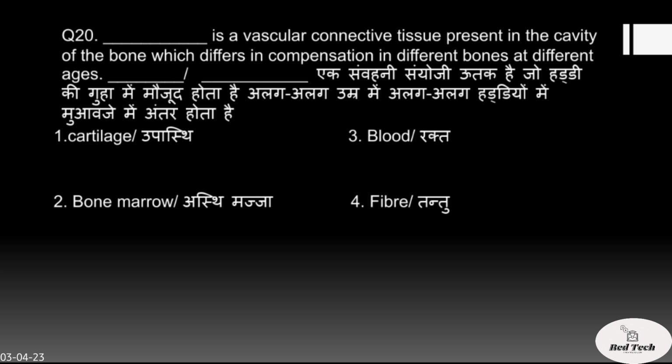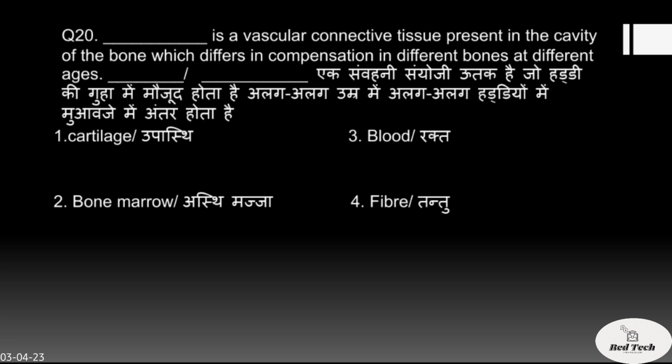Question number 20. What is the vascular connective tissue present in the cavity of the bone which differs in composition in different bones at different ages? So you have to tell which one is the vascular connective tissue. Vascular means connected with vessels. So vascular connective tissue is present in the cavity. Cavity means a vacant space in the bone. Cavity of the bone means vacant space. So it is different at different ages.